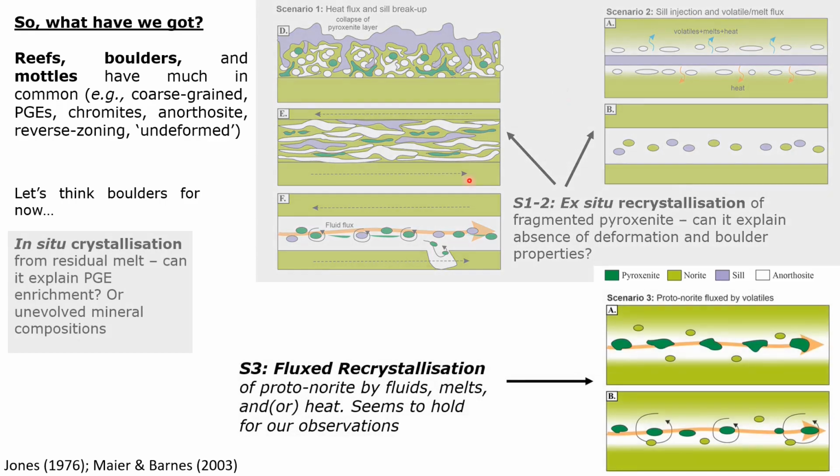Lastly are models of fluxed recrystallization of a pre-existing norite unit. Now we find that this model holds up for some of the observations we've made, whereby a pre-existing norite was reheated and/or fluxed by volatile-rich melts, causing it to melt and recrystallize. And this model can account for the level of PGE enrichment and also the petrological features we've described in this presentation.